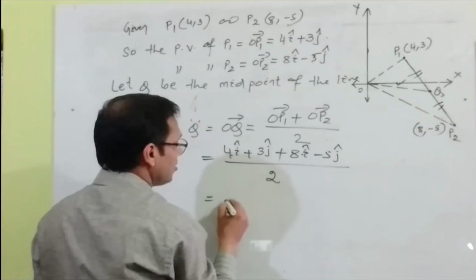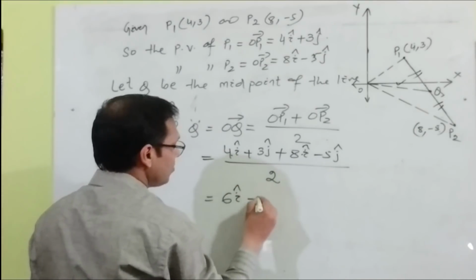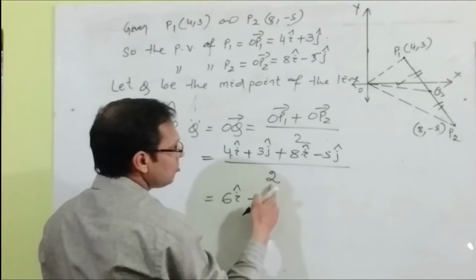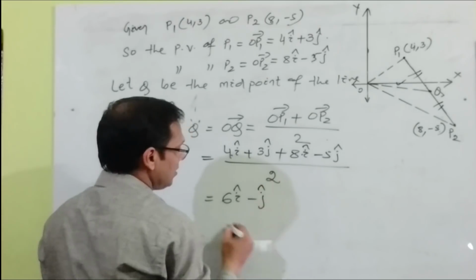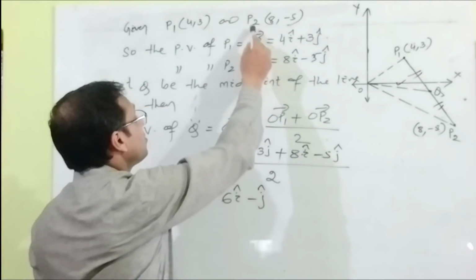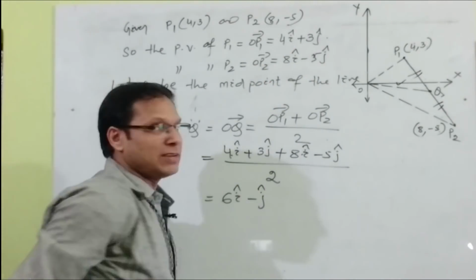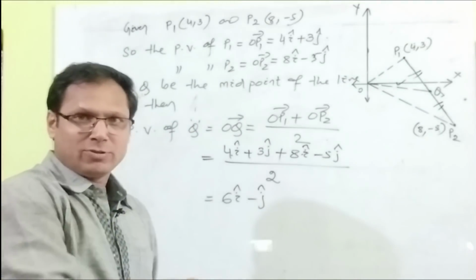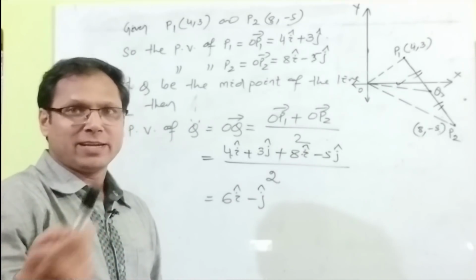This is nothing but 6 i cap minus 2 by 2, that is j cap. This is the position vector of midpoint Q of the given P1 and P2. Okay, so make it a note to get the 4 marks. Now I will take another question.